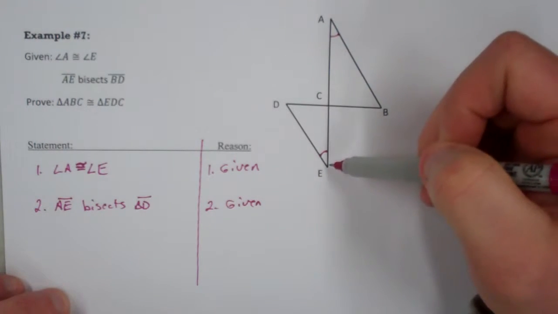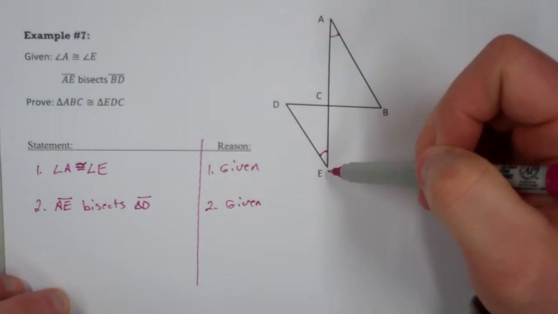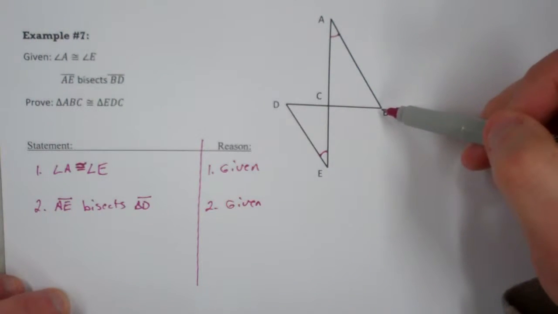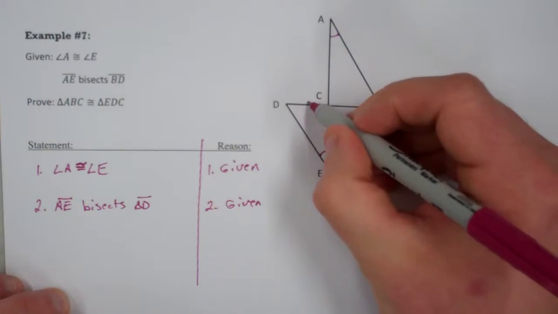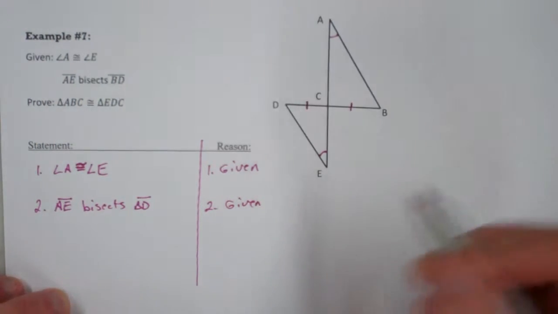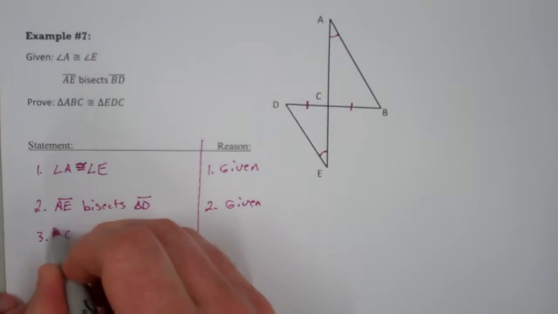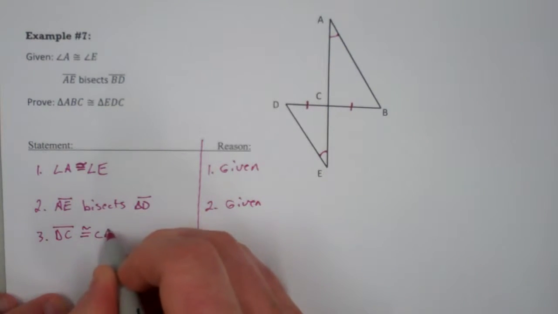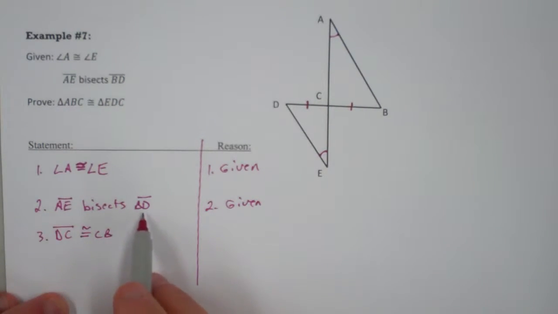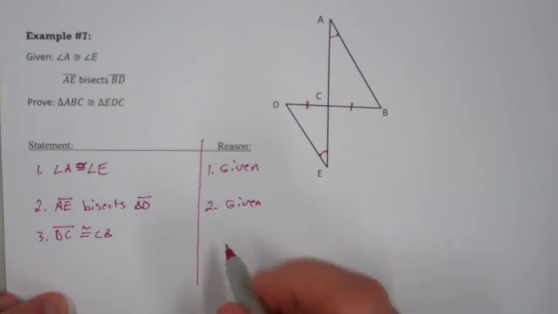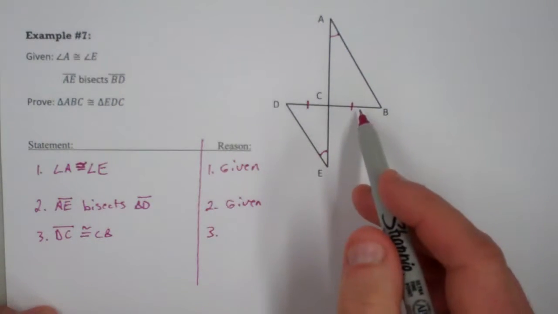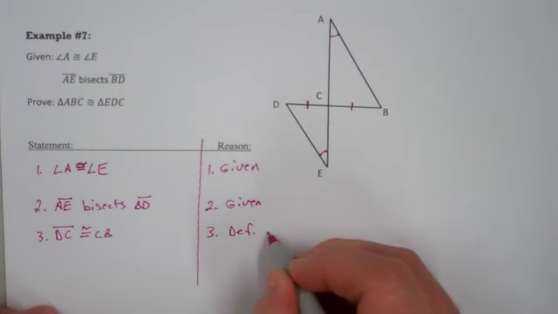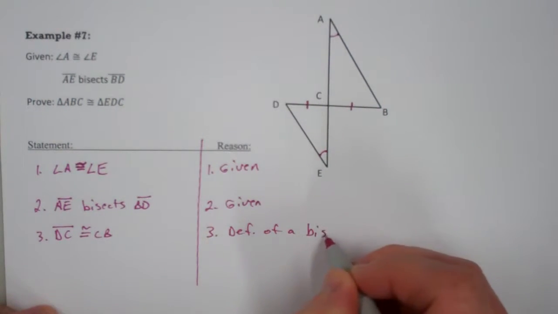So AE bisects BD, or breaks BD into two congruent pieces. We're going to make a conclusion here then that DC would be congruent to CB. Remember, AE is the one that's bisecting the other one, so BD is being bisected, not the other way around. The reason why we can state those are congruent is it's just the definition of a bisector.